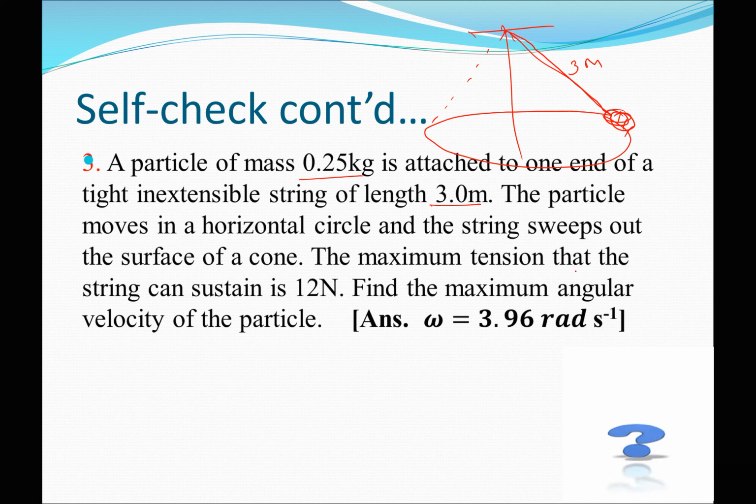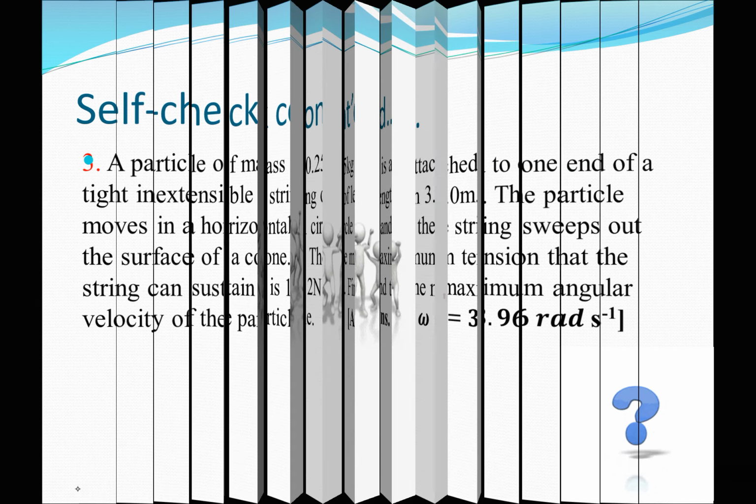The maximum tension that the string can sustain is 12 newtons. So there is tension, of course, in the string. The tension T in the string is 12 newtons. Find the maximum angular velocity of the particle. You should be able to verify that the answer is that, because I have done a few examples for that. This is going to be the radius. You should be able to find the maximum angular velocity as that. I think that is the end.